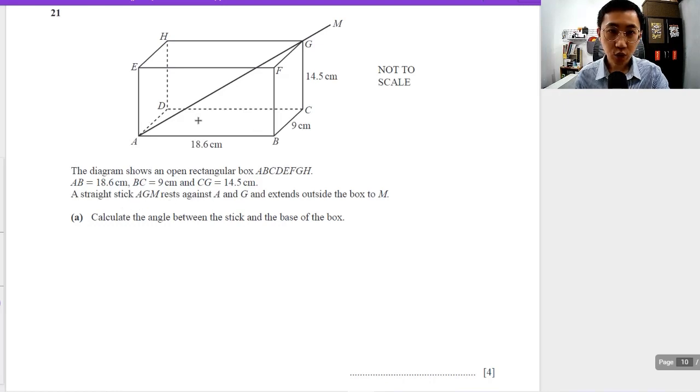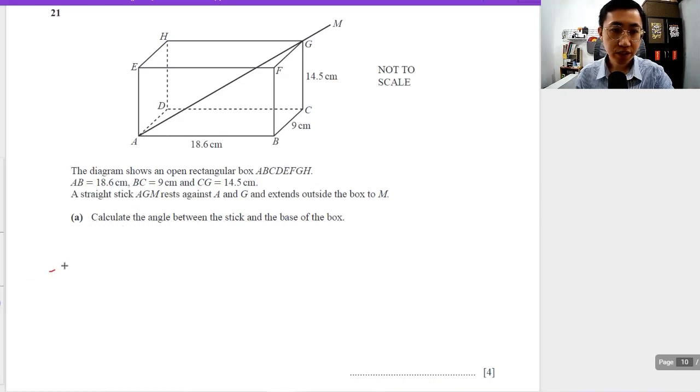Okay, so there's a stick resting and extends outside the box to M. Calculate the angle between the stick and the base of the box. Okay, so this topic is actually 3D trigonometry, usually tangent if you do a lot of past year questions. Okay, let's start. Always do the base first, A, B, C, D, focus.